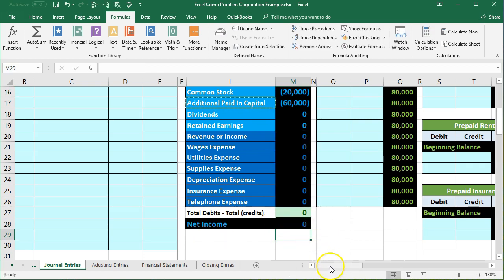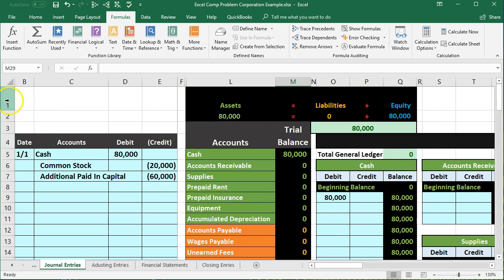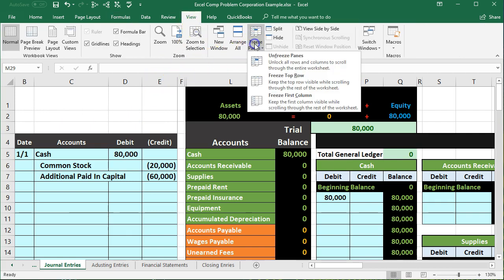Okay, so we're going to scroll back to the right. And in order to do that, I'm going to have to unfreeze the panes so that I can go back to the right here and post the second part. So I'm going to go to the View tab. We're going to go to the Freeze Panes.